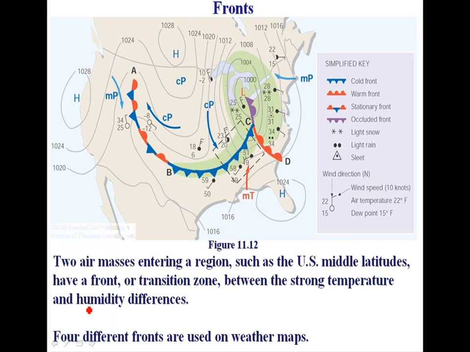We see four different types of fronts here. You see the key here. This is a cold front, warm front, stationary. So from B to C here, we have a cold front.